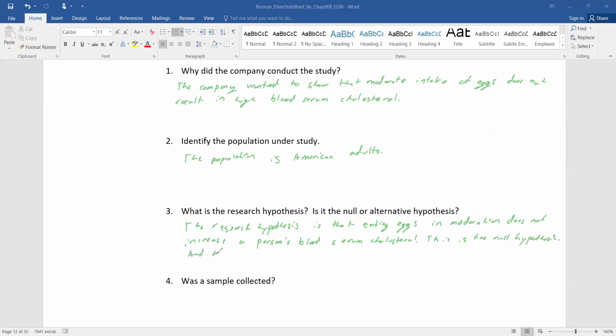And the alternative hypothesis states that eating eggs in moderation does increase blood serum cholesterol.